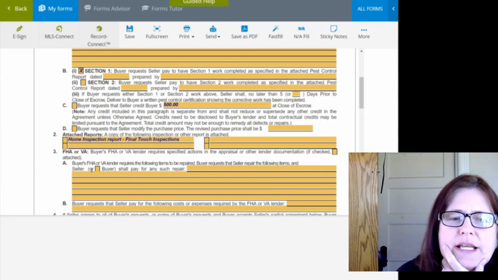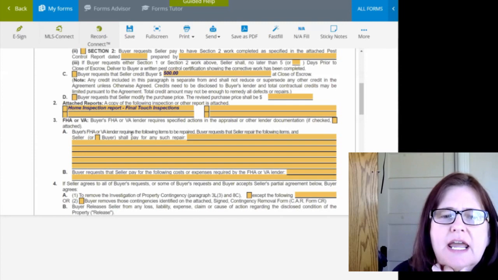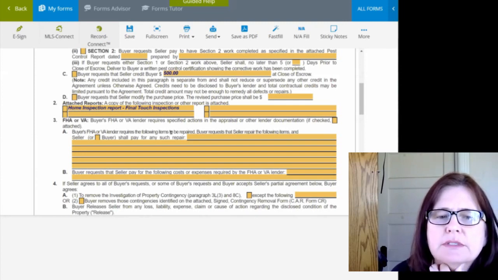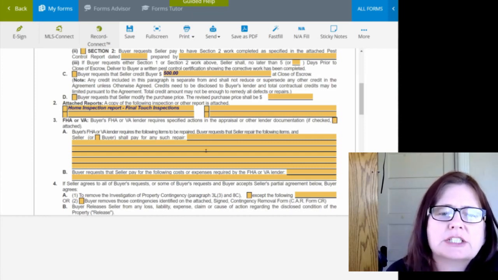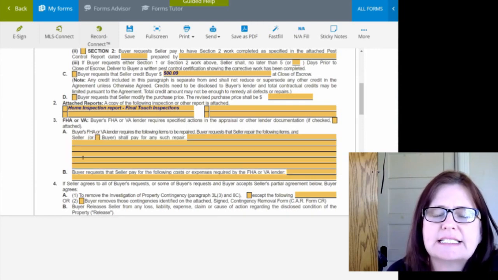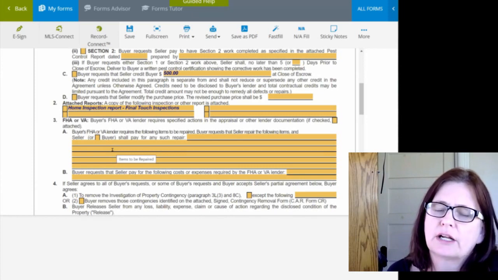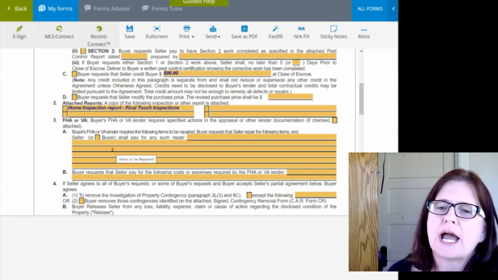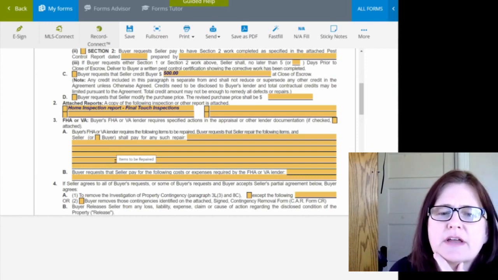And then in number 3, it says FHA or VA lender requires specific actions in the appraisal or other lender document, and if checked, attached. What this is basically saying is that usually a lender is going to require something because it's called out on the appraisal report, or if you have a VA buyer, they're going to require the pest clearance. So this is where you can put some of that stuff.